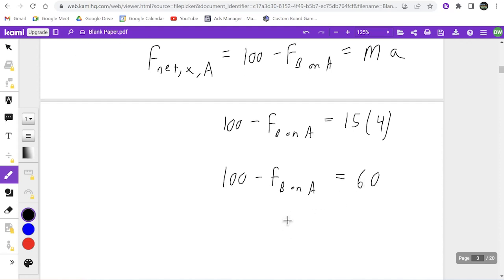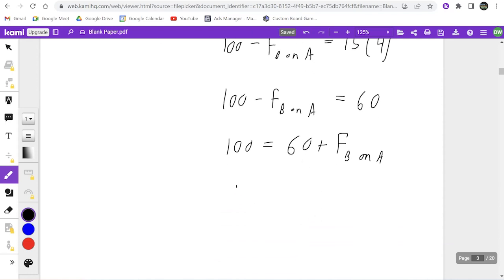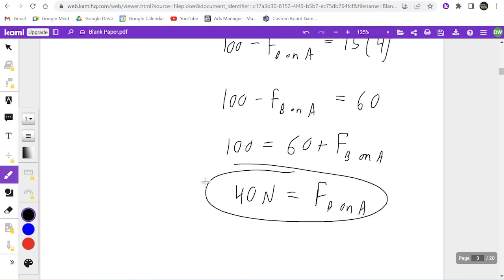So then I'm going to add FB on A on both sides. So 100 equals 60 plus FB on A. And then we just subtract 60. It looks like 40 newtons, again, is going to be the same force. And like I said, these two forces should be equal to each other, FB on A and FA on B. So that's perfect. Any questions on that first one?